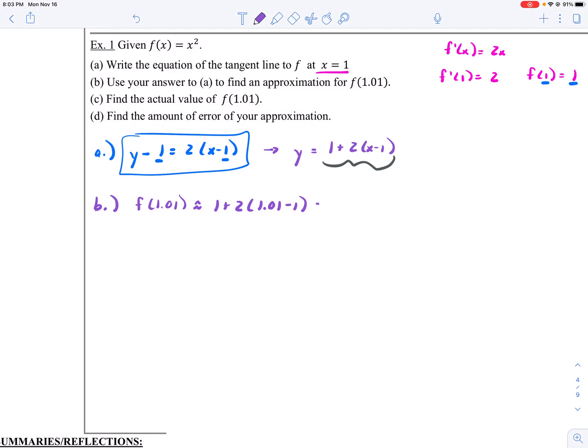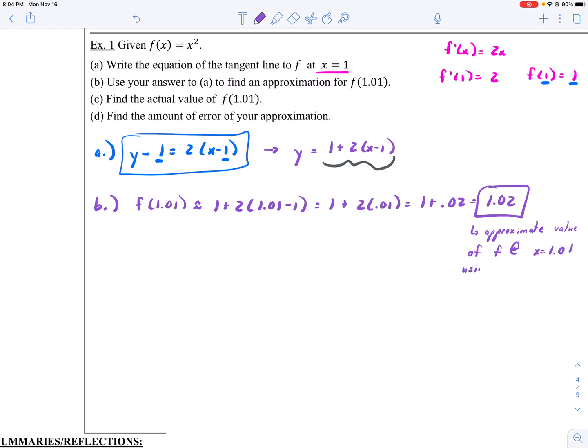Now all I need to do is simplify this. So this is going to be 1 plus 2 times 0.01. So this is 1 plus 0.02. This is my approximation. Remember, long ago people didn't have calculators, so approximations were very important to getting close. What this represents is an approximate value of f at x equals 1.01 using the tangent line. So it's not the exact value, but it's really close.